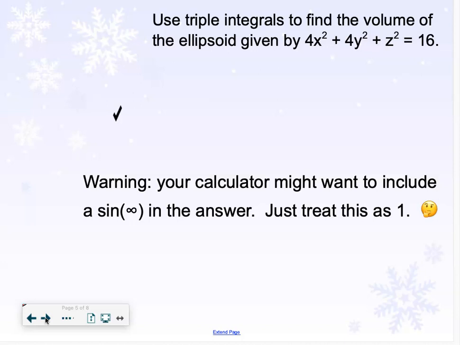All right, we're going to use triple integrals to find volume. I am going to do this with you. I am going to walk you through it. It is not scary. Okay? Are we ready?